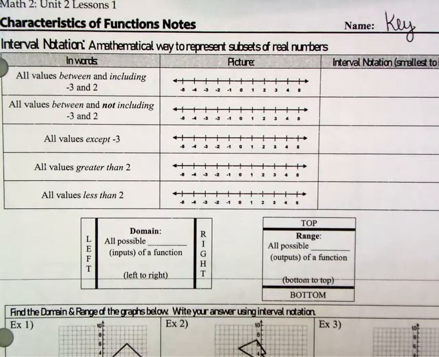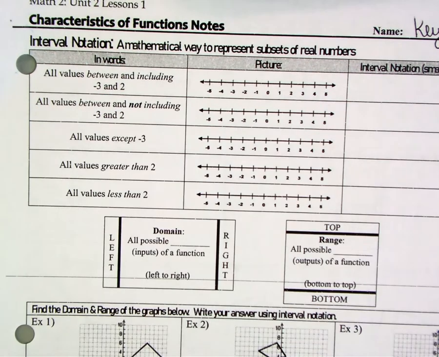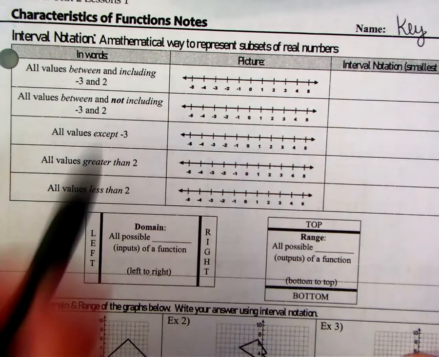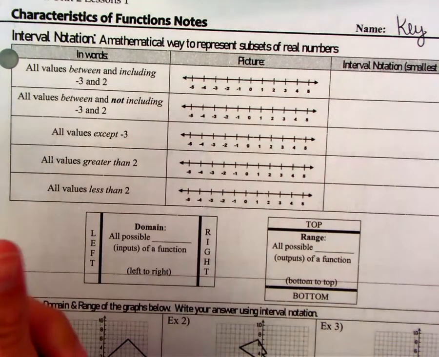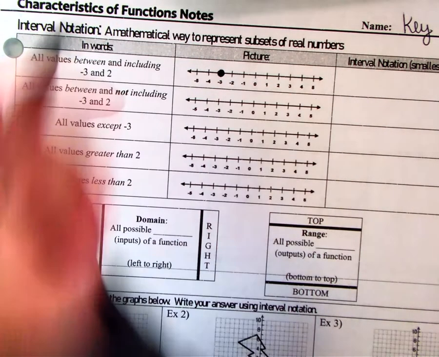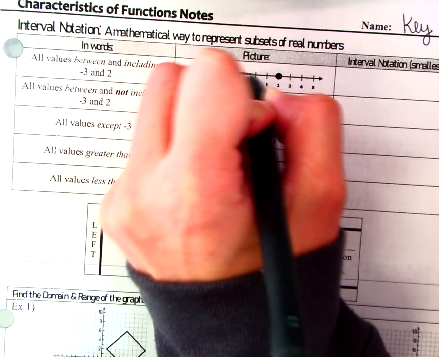So in words, first, interval notation is a mathematical way to represent a subset of real numbers. It's just a way to group numbers that exist for a certain function, and it answers the question on what interval this is existing. If we look at this first example, all values between and including -3 and 2, we're going to have a number line, and between those two values, it includes both of them. So on my number line at -3, I'm going to have a closed circle, and it goes all the way to 2 and all the numbers in between. So we'll shade all the numbers in between.